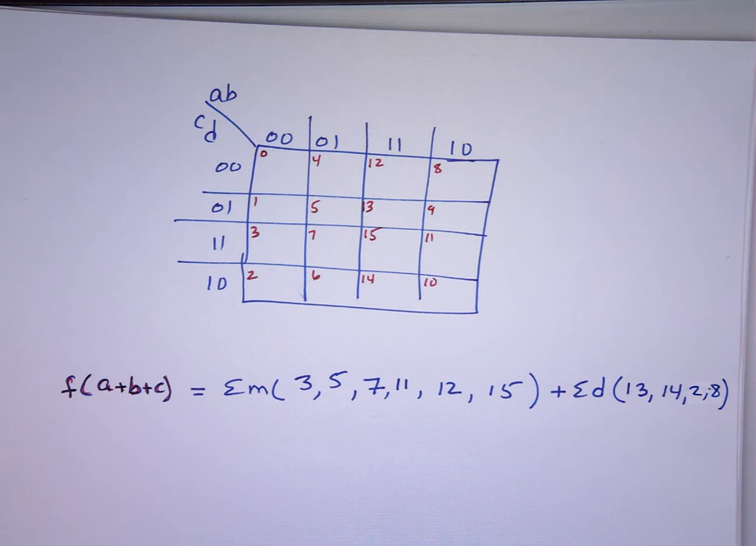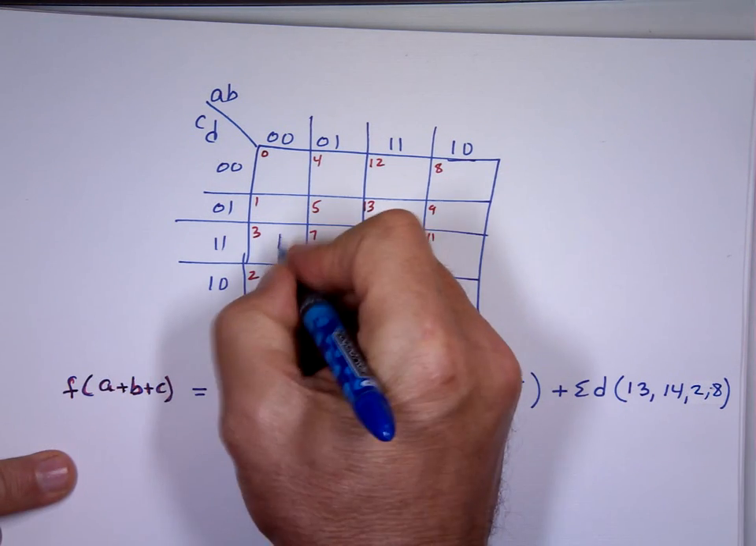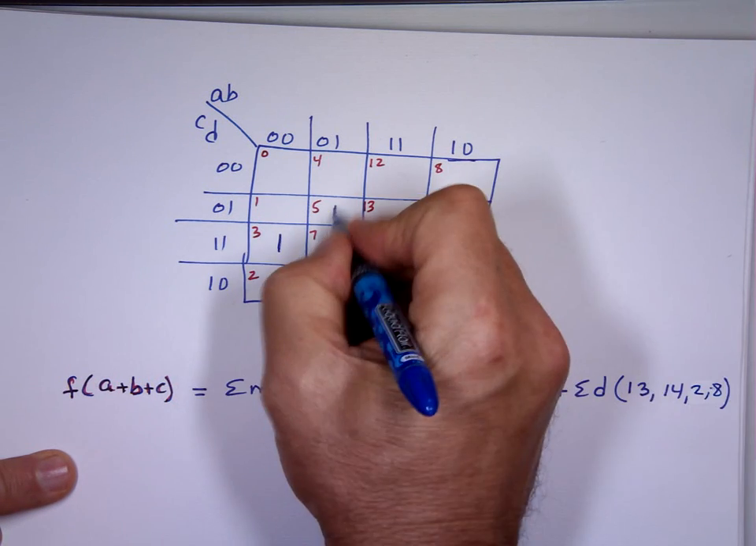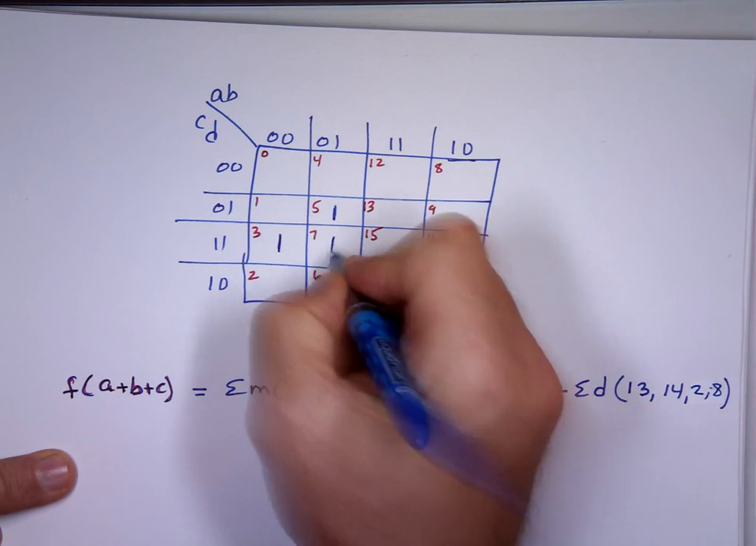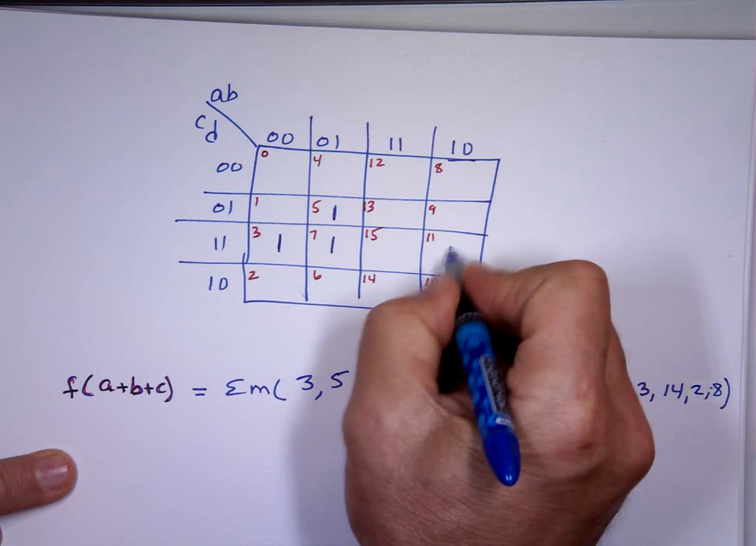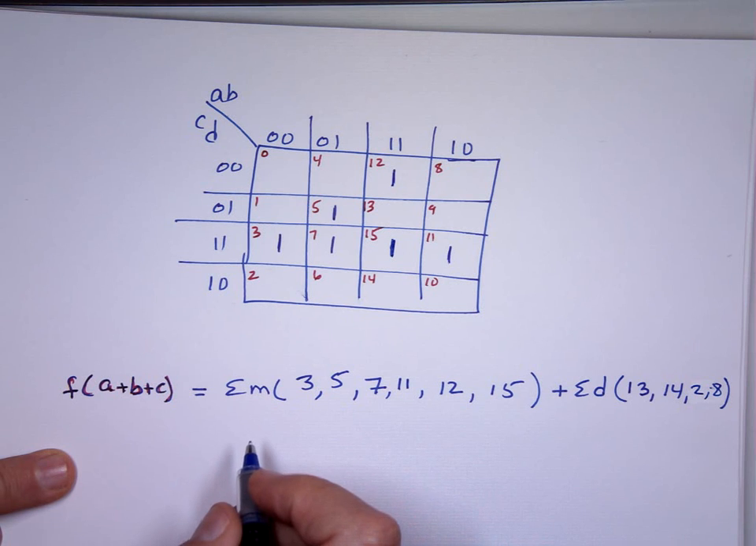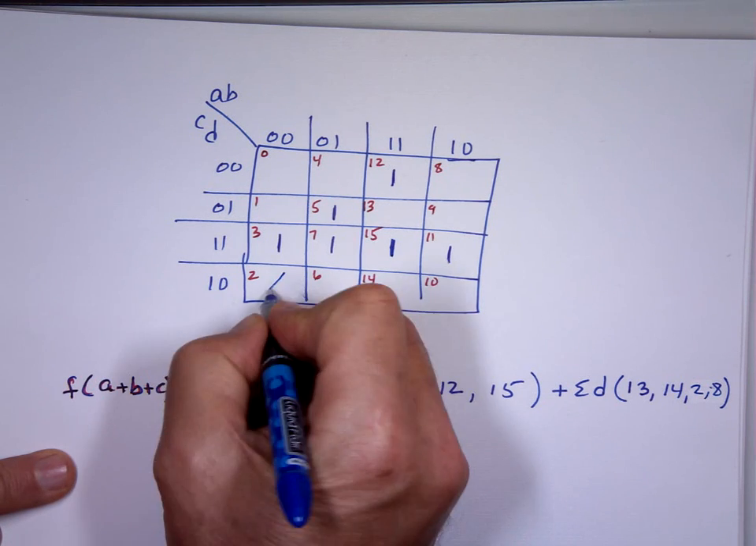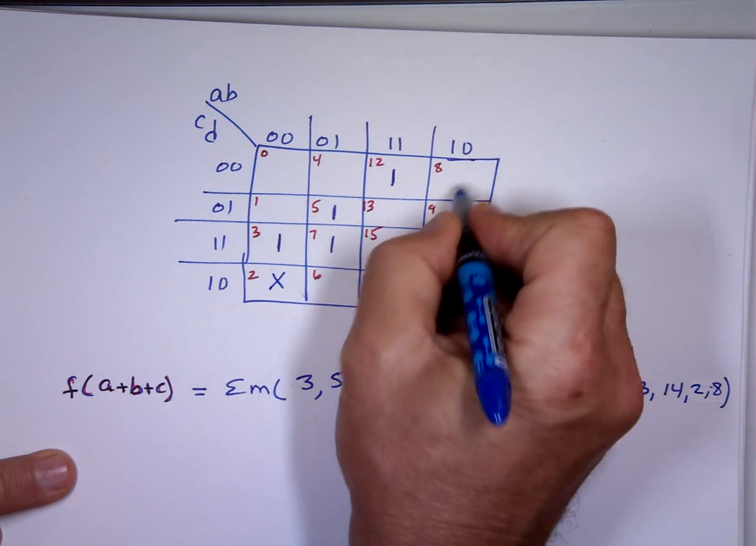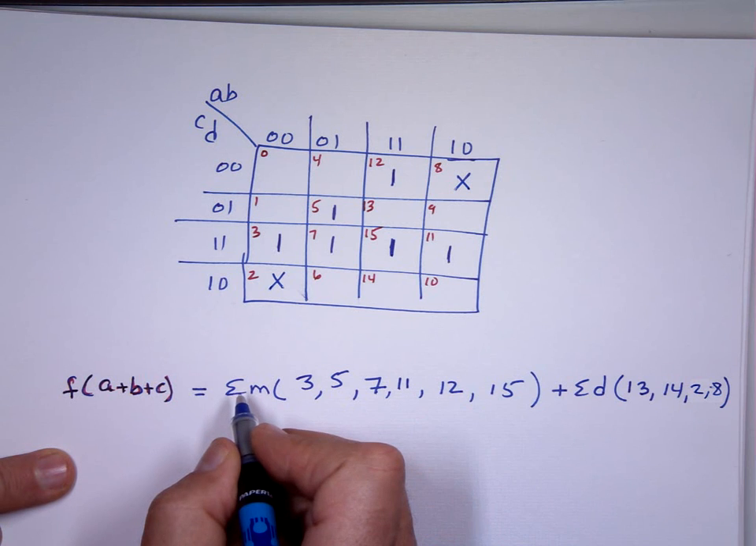So let's put in the values. 1, 5, 7, 11, 12, 15. Don't care at 2, 8, 13, 14.